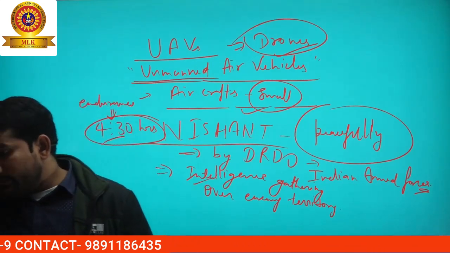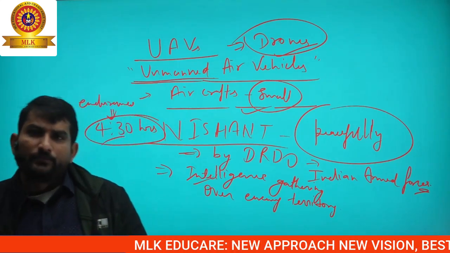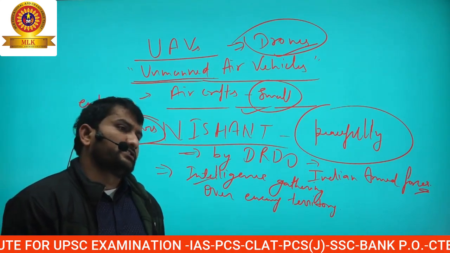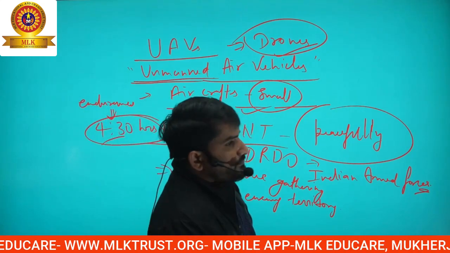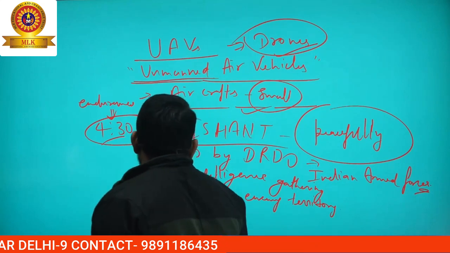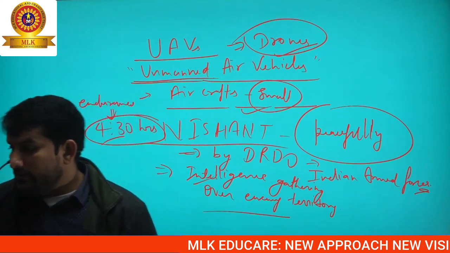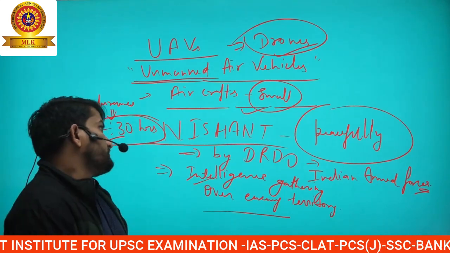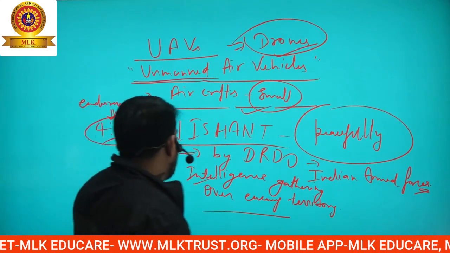And apart from this, there are several uses like reconnaissance, training, surveillance, and also artillery fire corrections. Suppose the artillery is not firing, then it will go and make corrections if there are any technical complications, and clear them. So this is the artillery fire correction, the damage assessment, etcetera. So this is the Nishant. Nishant is a UAV developed by the DRDO, Defense Research and Development Organization.